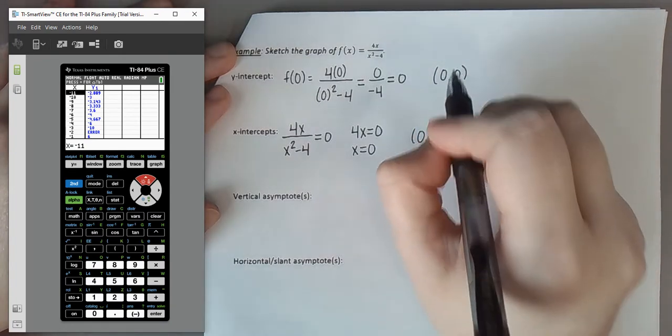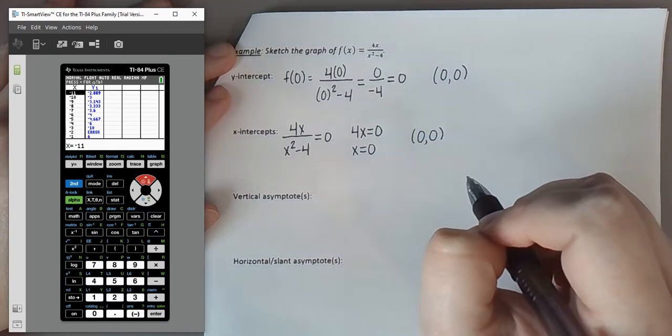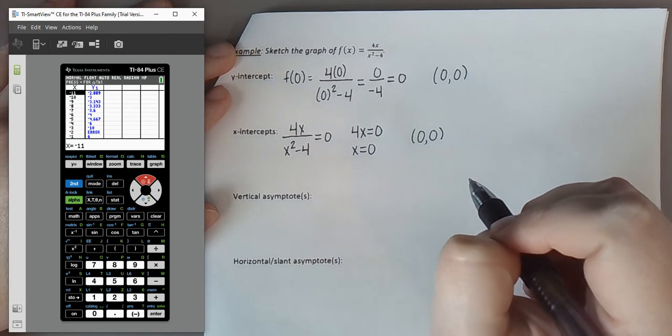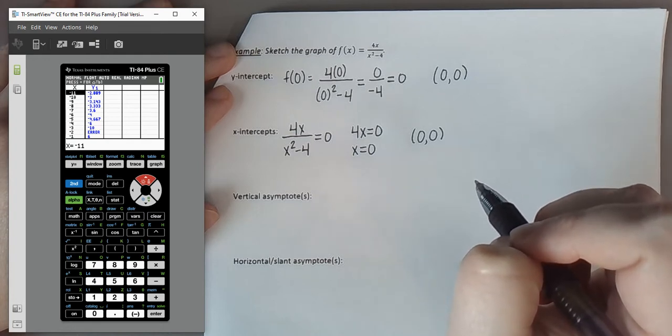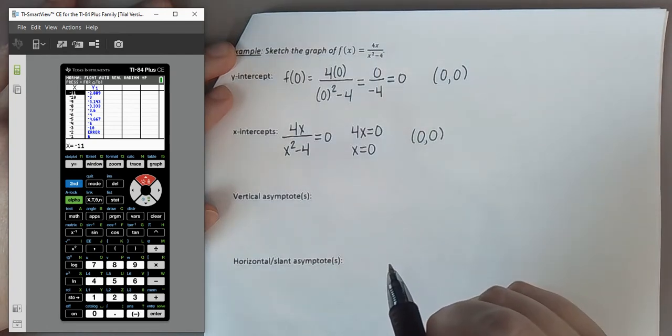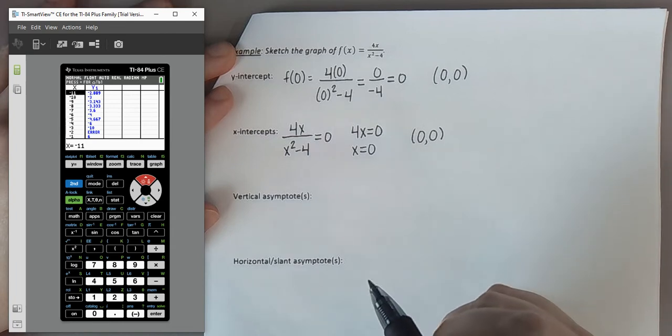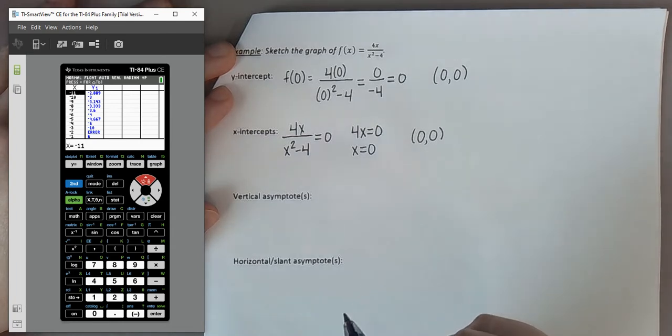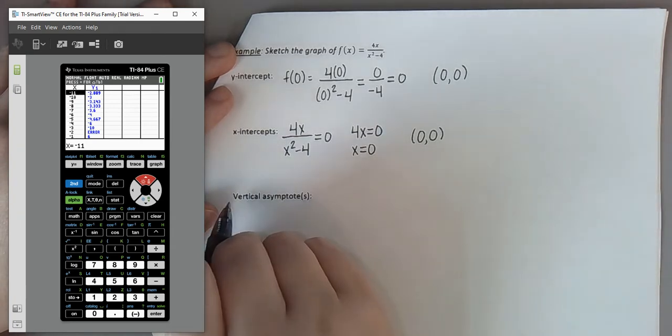So if the only intercept we have is at the origin, this means all the other points on the graph have to be located somewhere within a quadrant. That's going to be the only location where we actually touch or cross an axis. So that is something to keep in mind as we graph. That's going to give us information about the shape of the graph.